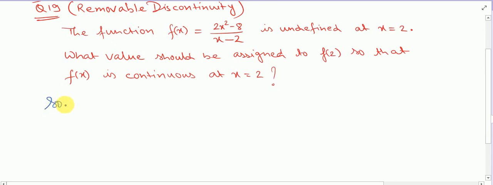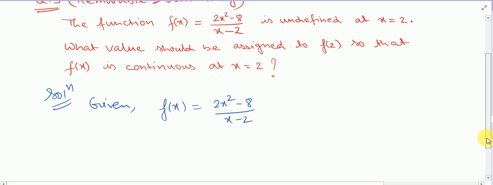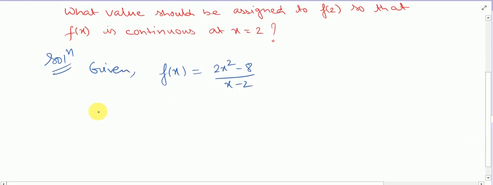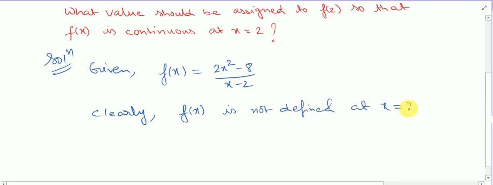So solution: given f of x is equal to 2x square minus 8 upon x cube minus 8. Okay. Clearly f(x) is not defined at x equal to 2. Fine.